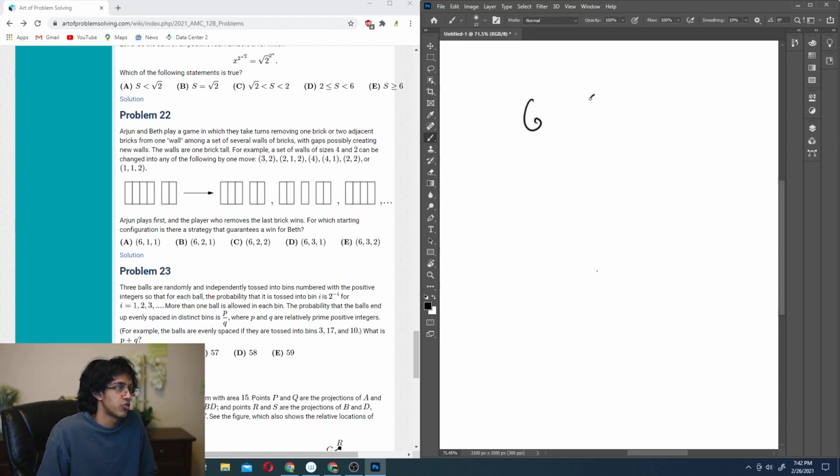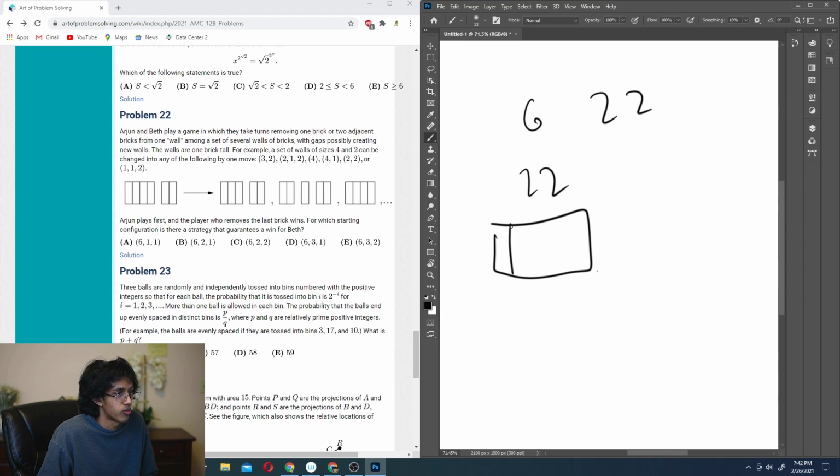So for 6-2-2, you could just split 6 into 2-2, and that's symmetric. You could split 6 into 3-1, by taking out two of the six, and you're left with 3-1, so it's 3-1, 3-1. That doesn't work. And if you wanted to make it into 3-2, you could do that, and then it's 3-2, 3-2, and then Arjun wins.